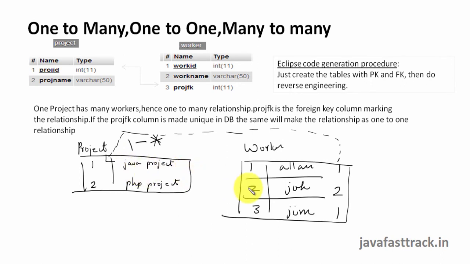Say here in the Java project, we have Alan working and Jim working. So we call it a one-to-many association. One project has got many workers. So we say that this is a one-to-many association. One project has many workers. So it is a one-to-many association.